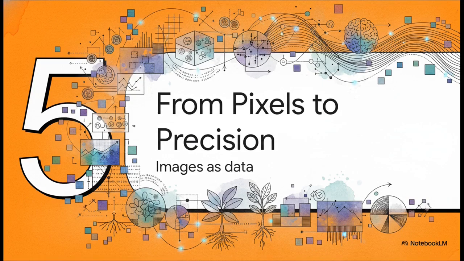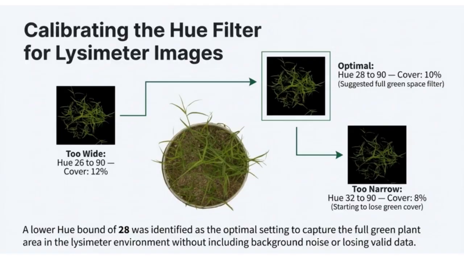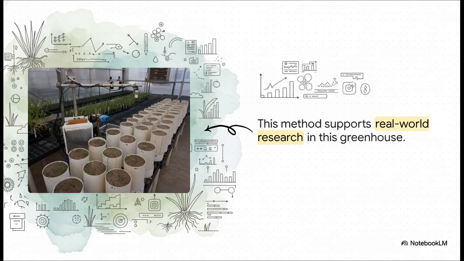Okay, so let's zoom out a bit. We've been deep in the weeds with turfgrass, but the principle behind all of this is what's truly revolutionary. This idea of turning pixels into precise data points is changing countless fields of science. And remember, this wasn't just some fun theoretical exercise. This code was written and this method was validated to analyze the results of this very real experiment, helping researchers figure out how different kinds of grasses cope with stress.